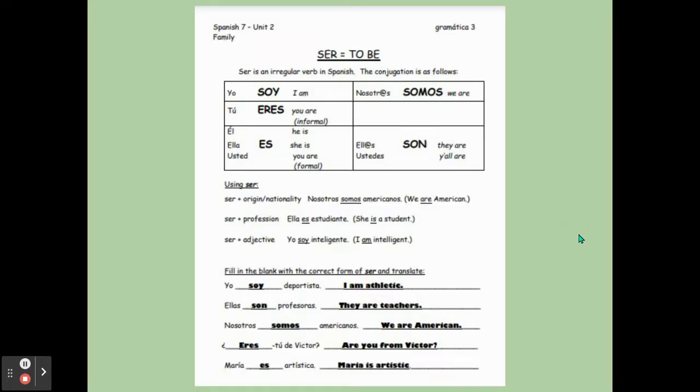All right, so we did this grammar sheet in class. So, yo soy, tú eres, él es, nosotros somos, blank, ellos, ellas, ustedes son. And here's some examples. And we did this grammar 3 in class. So I'd like you to take the grammar 3 out of your binder and put it on your desk, por favor.